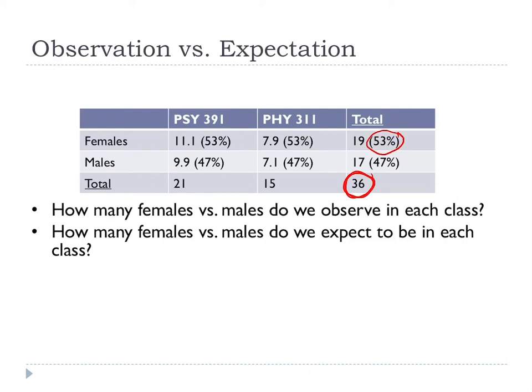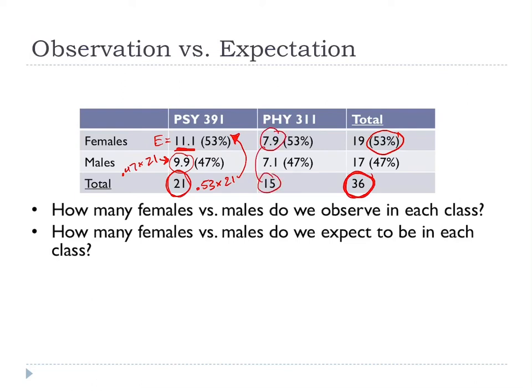What is our expected value for each class? Here, because we have 21 total participants, we take 0.53 times 21. In other words, 53% of this class should be female. So our expected value is 11.1. Right here, the way that we've gotten that is 0.47 times 21. And that gives us 9.9.